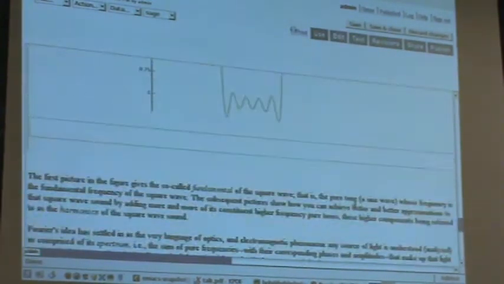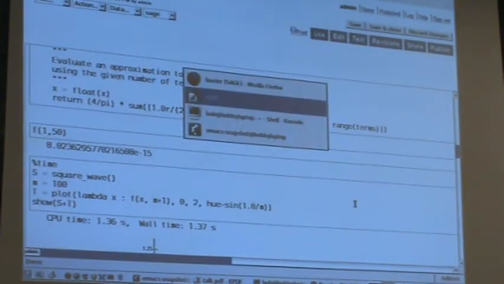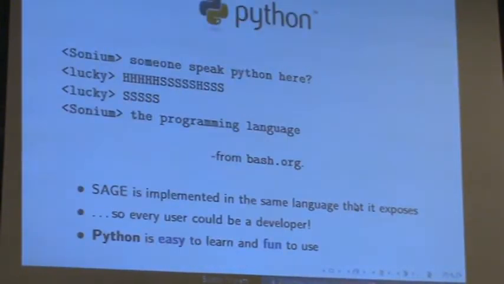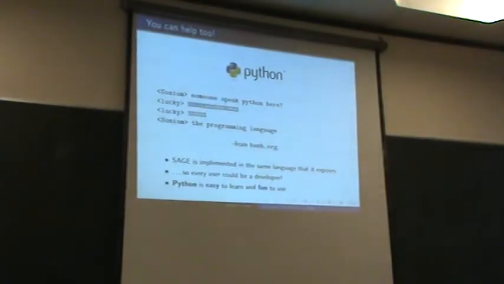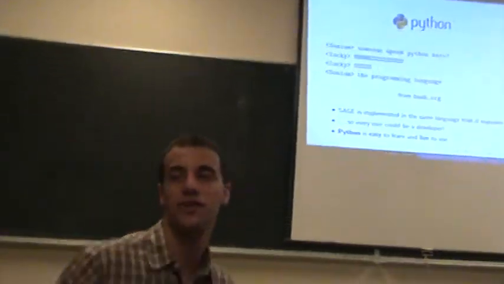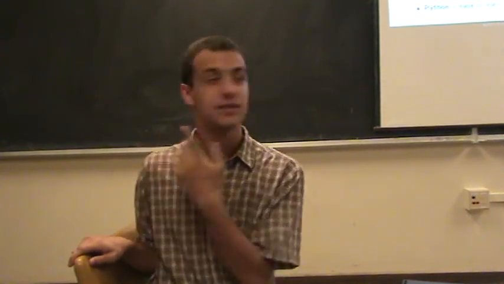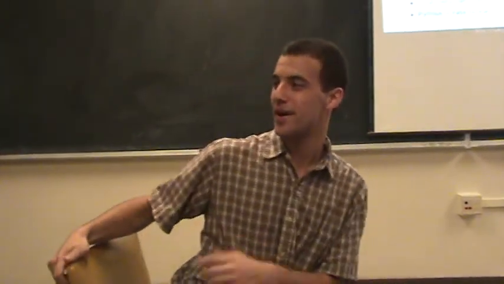So yeah, that's just some other stuff that I can show about Sage. Going back to the slides, this is good now that people are actually here. You can help with Sage. There's a little quote from bash.org about Python. Does anyone here know Python or implemented any? Well, first of all, has anyone here written a computer program before, even if it's just a simple computer program? Okay, good. And everyone here, I assume, likes mathematics.